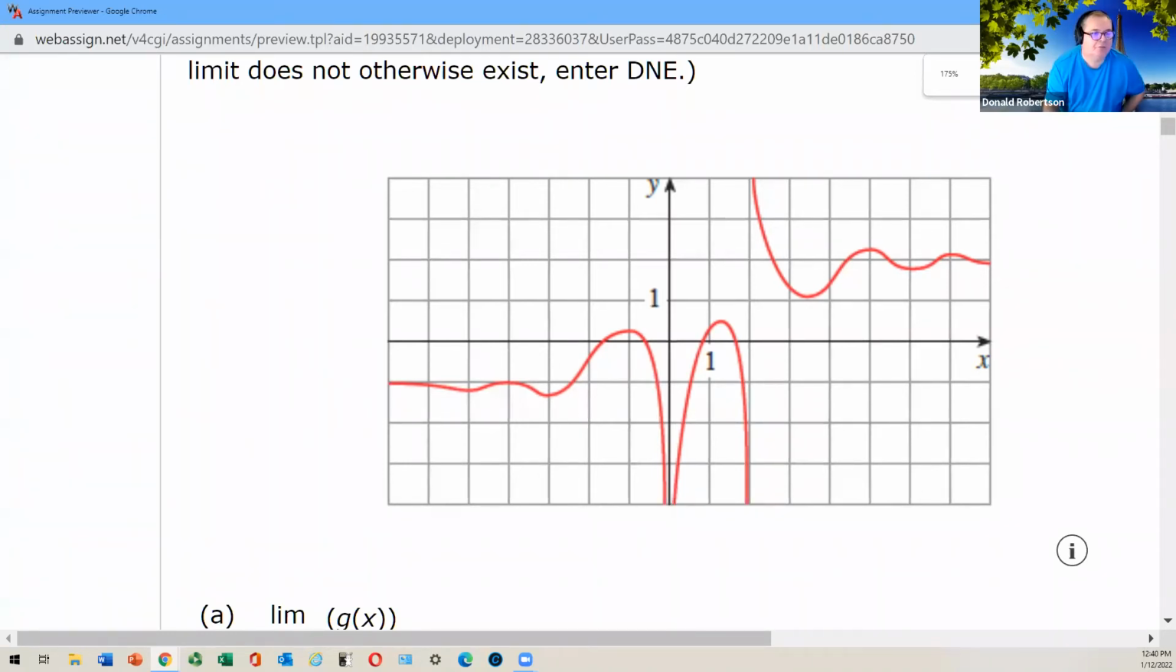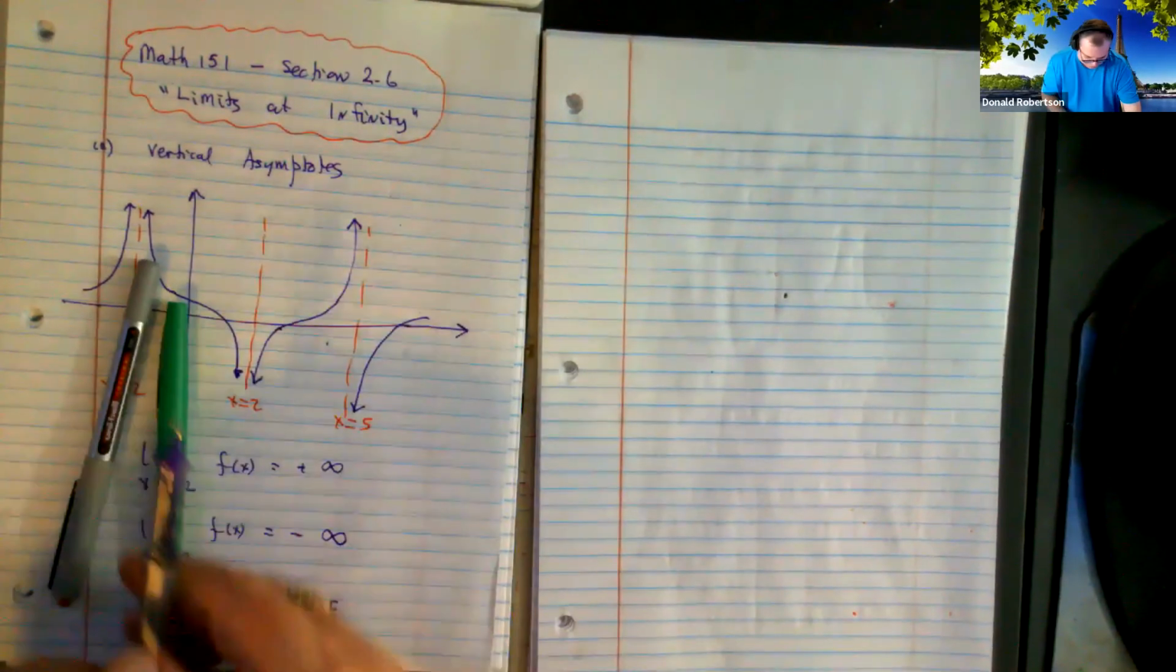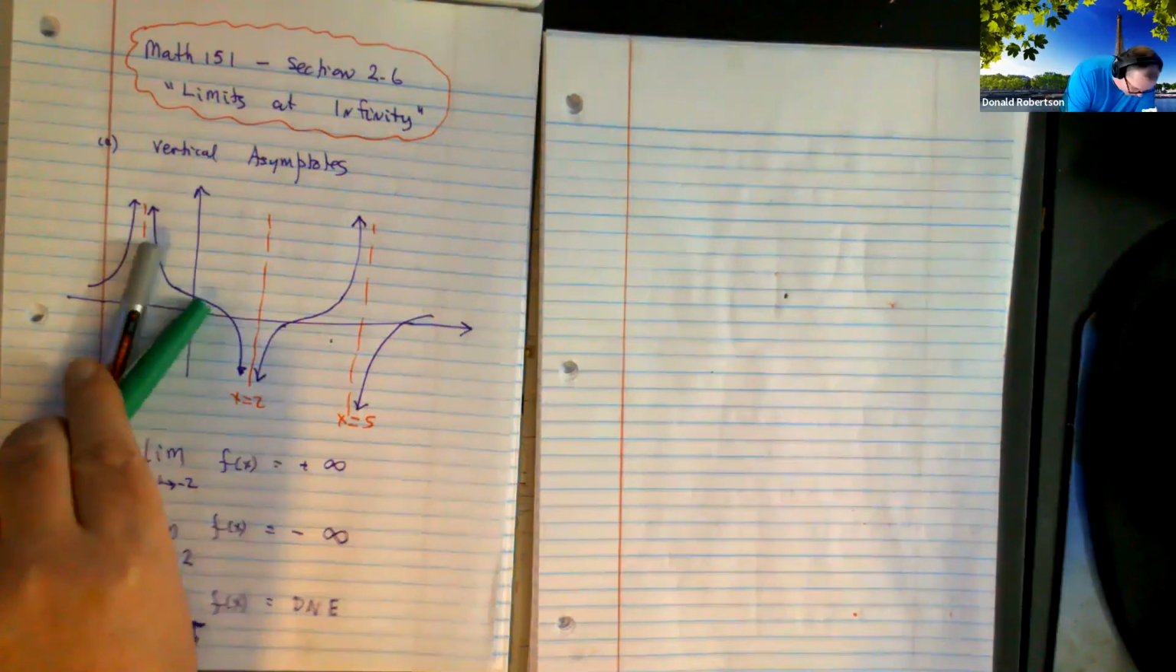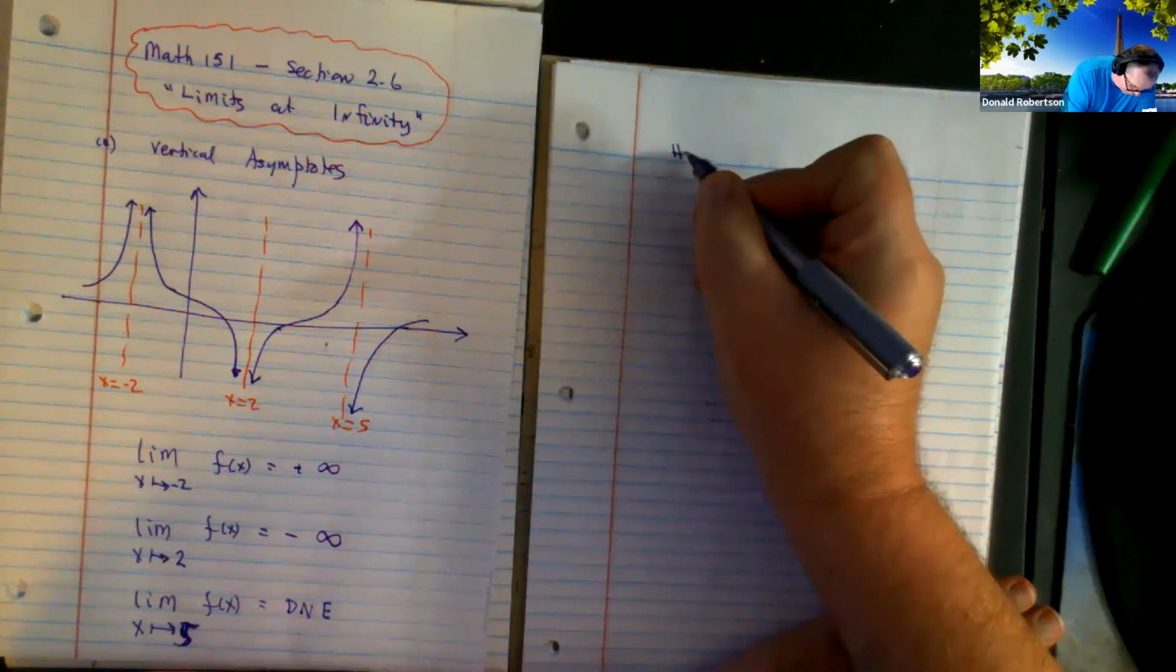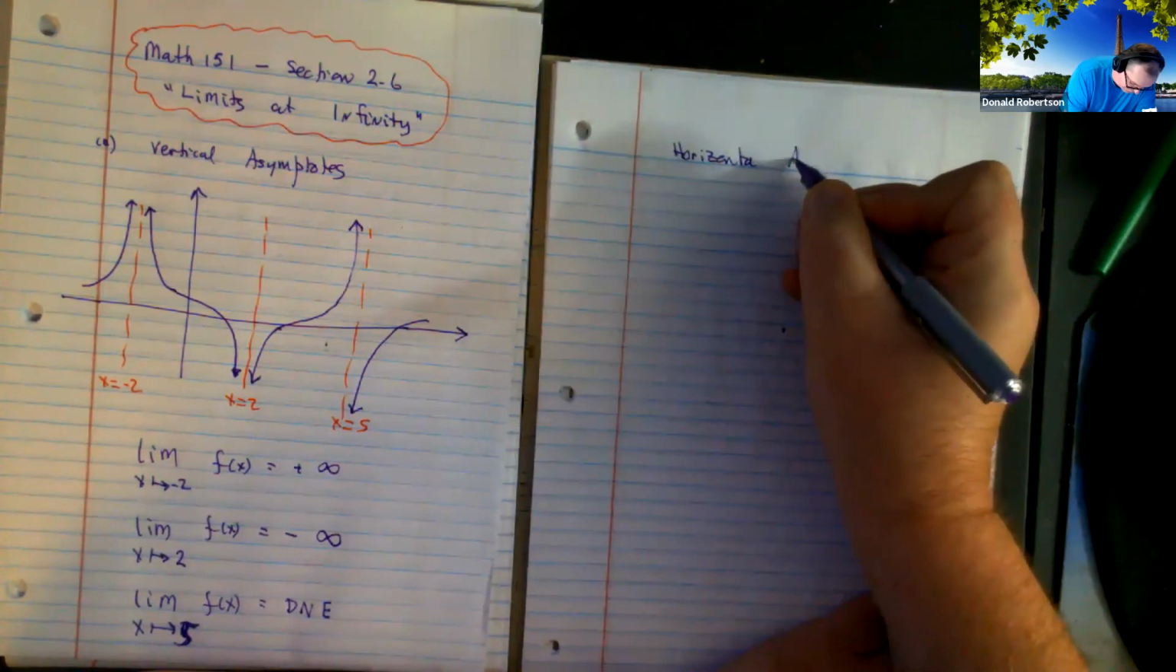I'm pretty comfortable with those answers. They came pretty quick, which is a good sign you know what's going on. So let's show you another kind of asymptote, which I'm sure you've met before. Horizontal asymptotes.